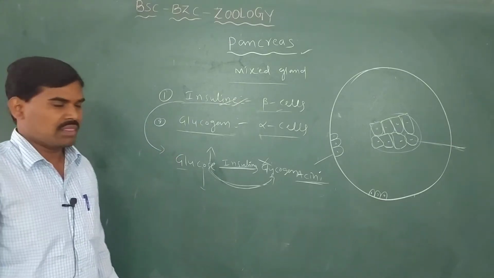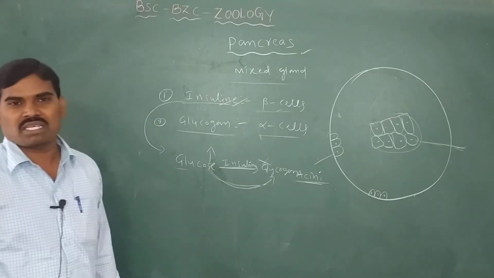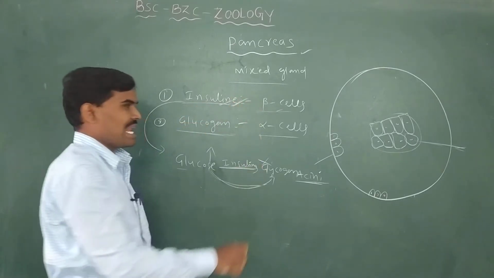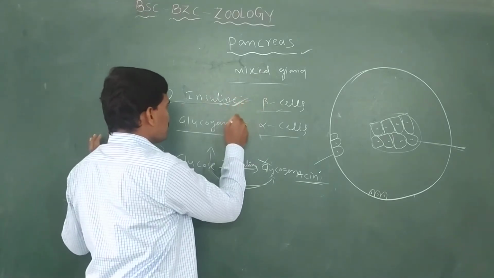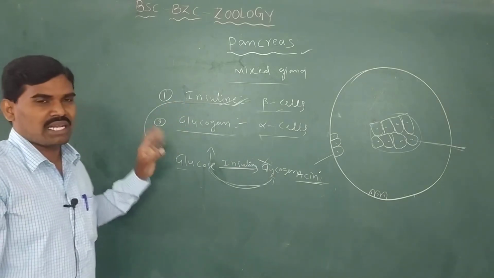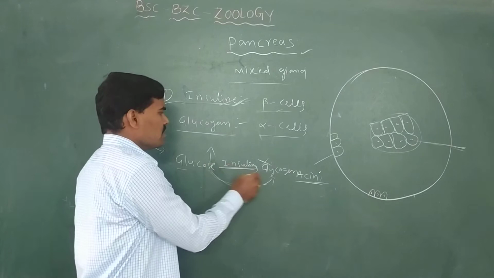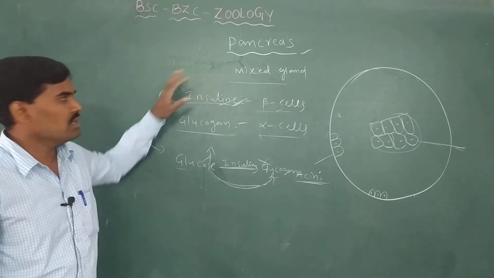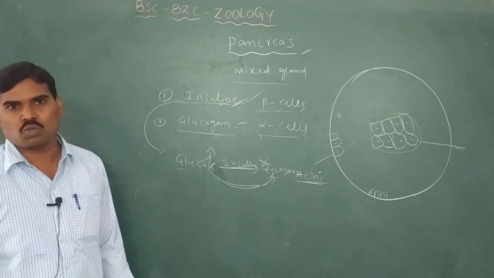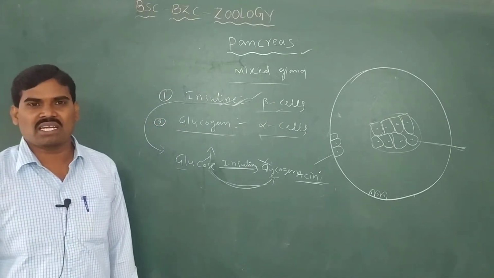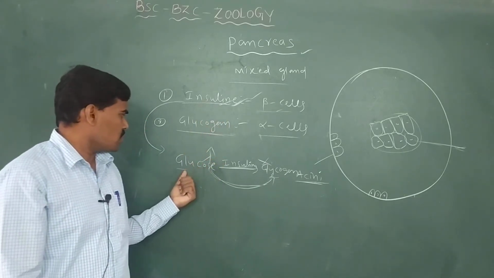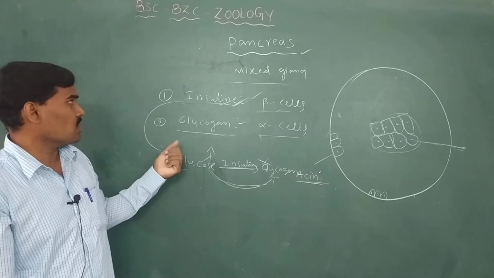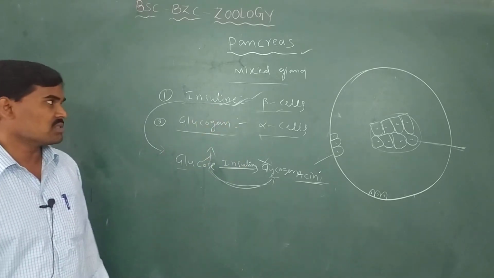Diabetes mellitus is caused by the deficiency or lack of insulin hormone. Glucose levels increase in the blood and cannot be converted to glycogen or utilized by the cells. Diabetic patients have two types: insulin dependent diabetes and non-insulin dependent diabetes.